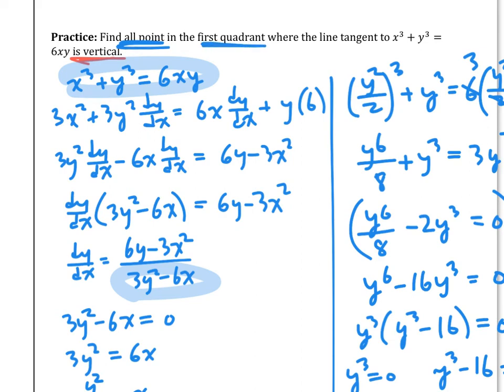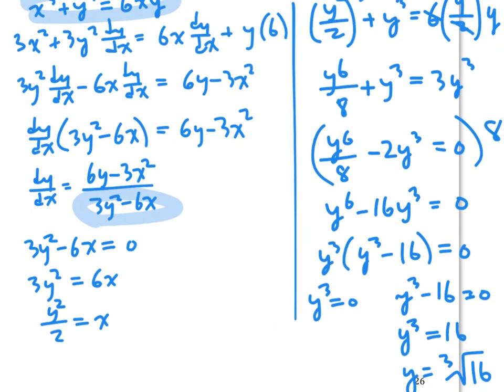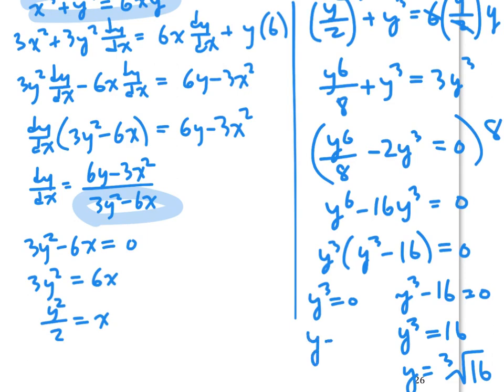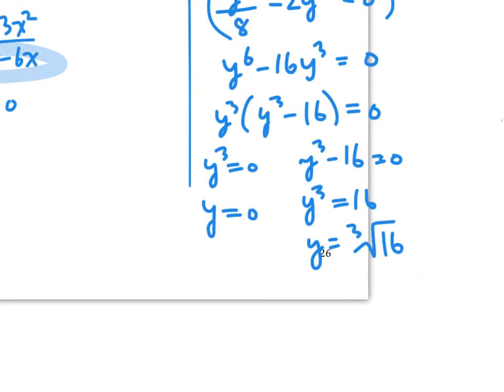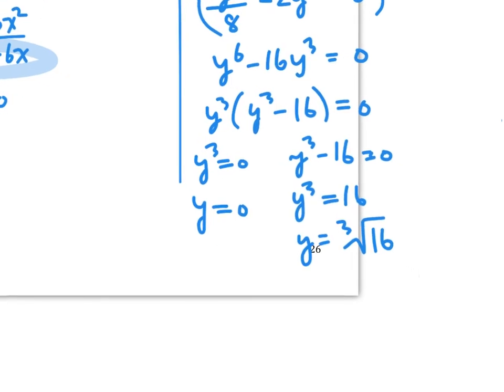Now the key here is first quadrant. So this y equals 0 is actually not in the first quadrant. y equals 0 is on the x-axis. So that's not what we want. We want this one that says y equals cube root of 16. All right, so now let's plug it back in. So let's plug it back into the equation.